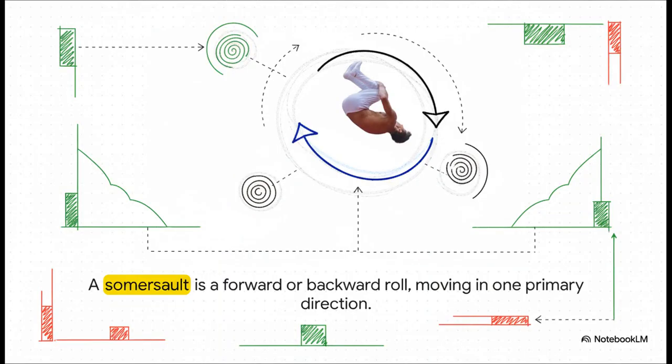Okay, let's start with this, a somersault. On the surface, it seems pretty simple, right? Just a basic forward or backward roll. But in the world of biomechanics, this is a super specific movement happening in a very precise direction. And that is our first piece of the puzzle.